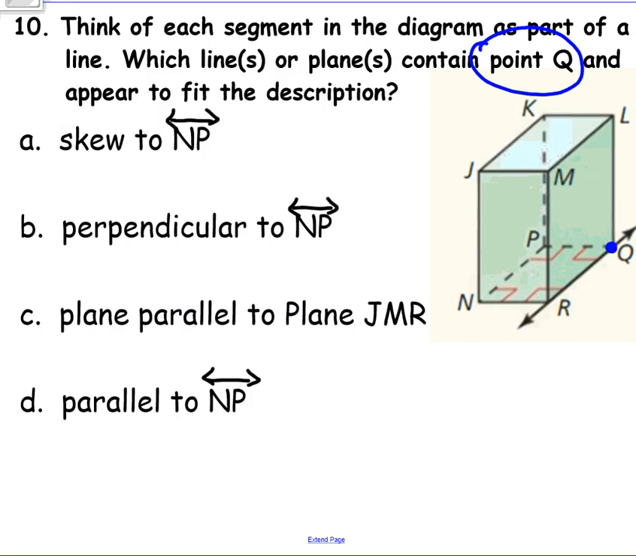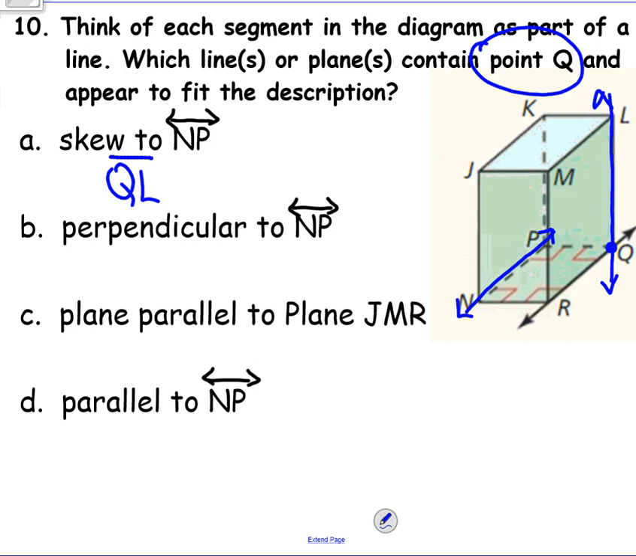Okay, number 10. I have a little bit highlighted already on my diagram. I circled point Q. This is kind of the way the quiz was set up as well. Keep in mind that point Q is the point that has to be included in every one of your answers. So think of each statement in the diagram as a part of a line. Which line or lines or planes containing point Q would appear to fit the description? So skew to line NP. So here's NP. If it's going to be skew to this line, that means it's never going to intersect with line NP, but it also is not in the same plane as NP. So it's got to contain point Q. The only one that we can come up with there is if we go straight up and down, and that would be line QL.